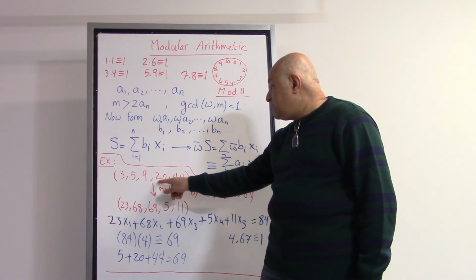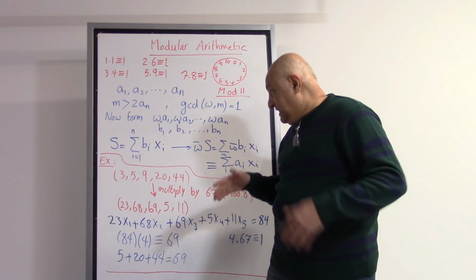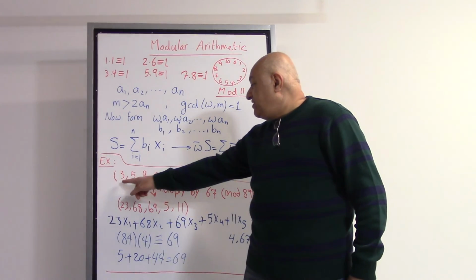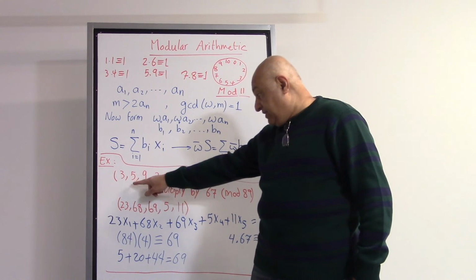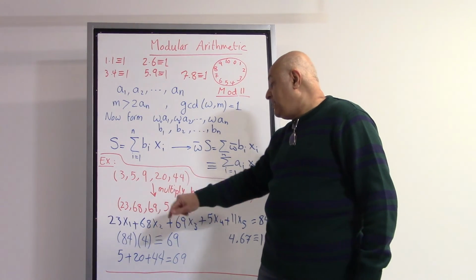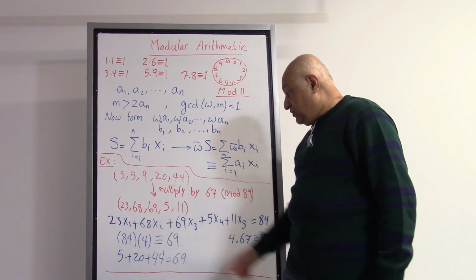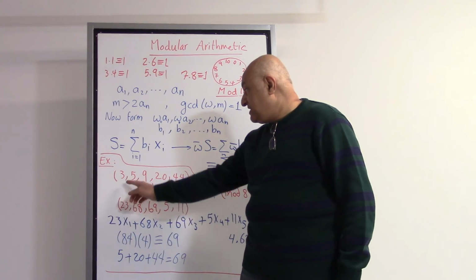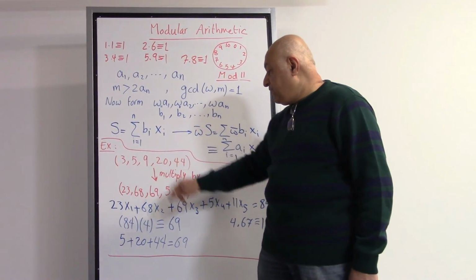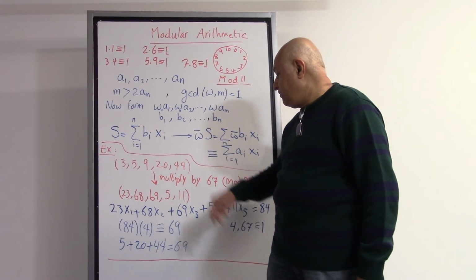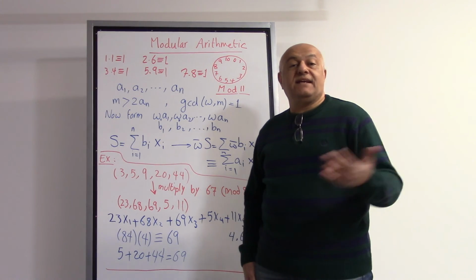Also 20 must be there, which makes 64, and 5 must be there, which makes it 69, and that's it. That means there is no 3, there is one 5, there is no 9, there is a 20, and there is a 44. So you get the message: 0 here, and 1 here, and 0 for 9, and 1 for 20, and 1 for 44, and that was the message. And that's basically the idea.